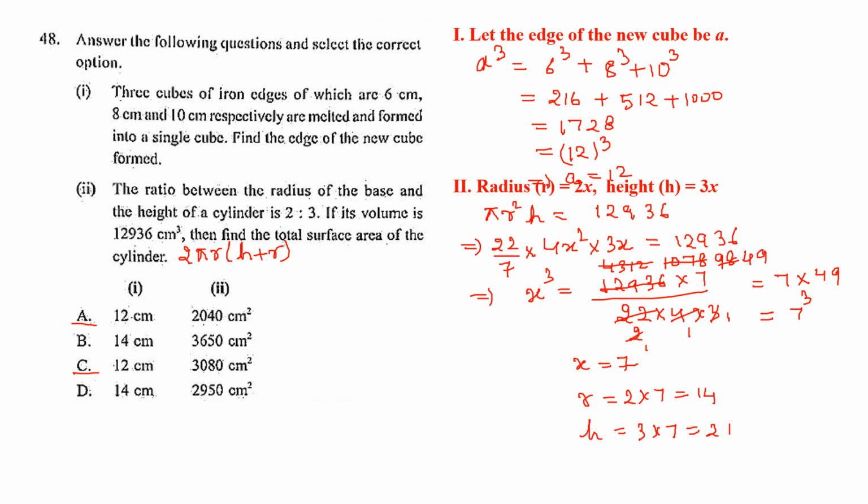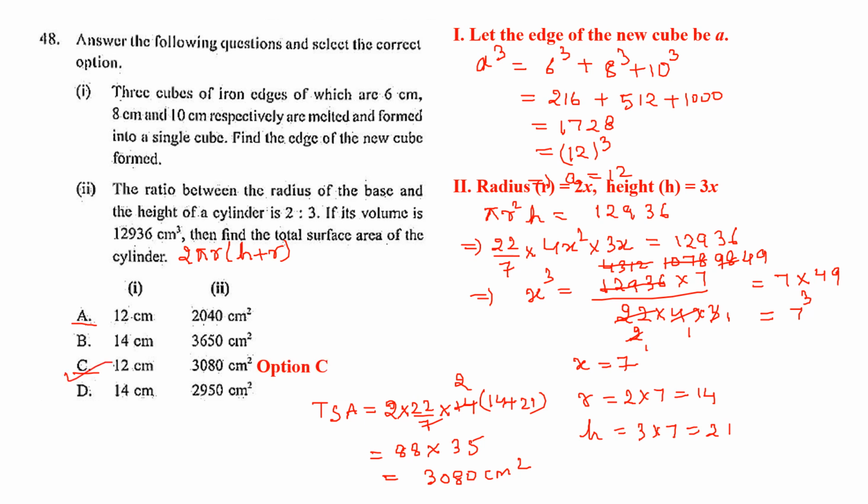Now I have to find the total surface area, right? So the formula is 2 pi r. So 2 into 22 by 7 into radius is 14, and then sum of height and radius, which is 14 plus 21. So 7 times 2. So this will be 88 into 14 plus 21 will give me 35. And if you multiply it, you are going to get 3080 centimeter square. So from here you can see option C is the correct answer, right? This was a little lengthy question.